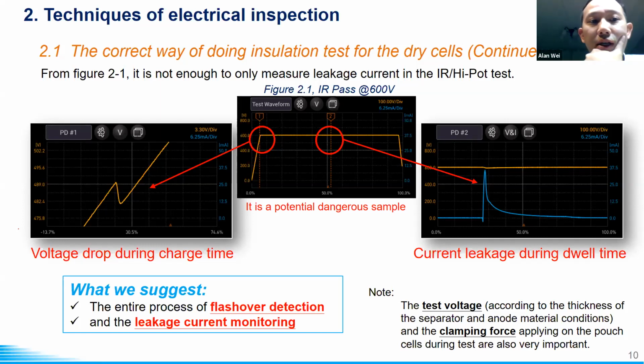So we have suggested two things. The first thing is we monitor the entire process, including the flashover detection and also the leakage current monitor. So we suggest customers check both the voltage and the current in the entire process.